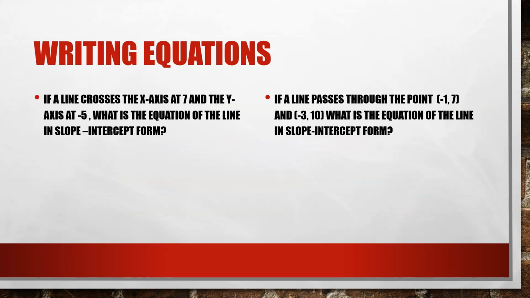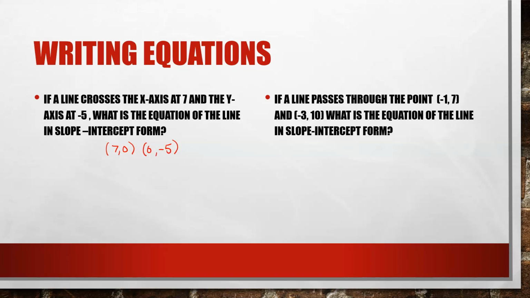All right, the next example. If a line crosses the x-axis at 7 and the y-axis at -5, what is the equation of the line in slope-intercept form? So if it crosses the x-axis at 7, that means that point is (7, 0). And the y-axis at -5, that means that point is (0, -5). So now we can get the information we need from that.